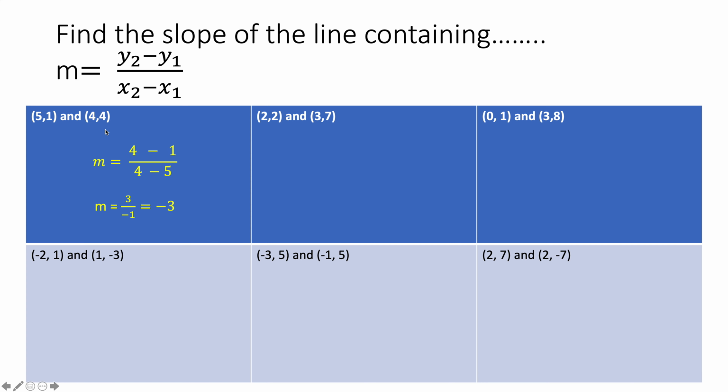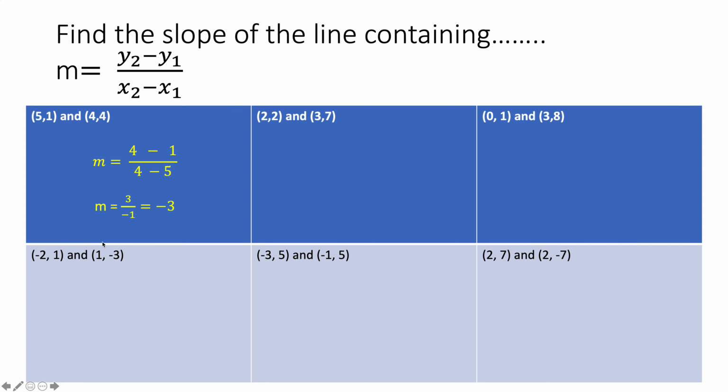The one thing you can never do is switch the order. If I start with the 4 point, I have to start with the 4 for the y and the 4 for the x. If I start with the 5, 1, I must start with the 1 for the y and the 5 for the x. What I can never, ever, ever do is start with, say, the 1 for the y here, and then reverse the order and do the 4 for the x. That'll get me the negative of the answer every single time.